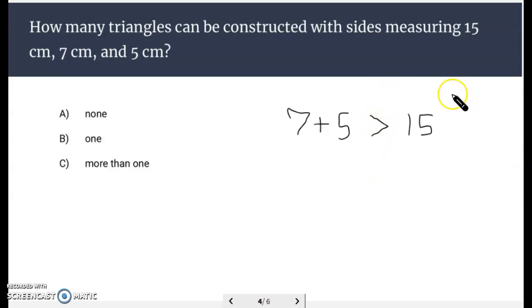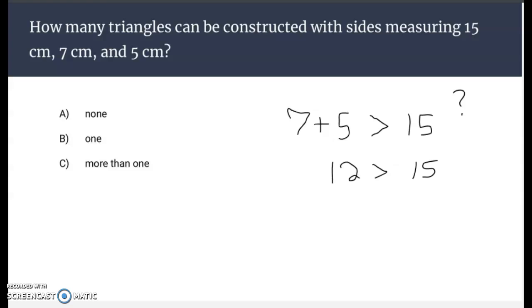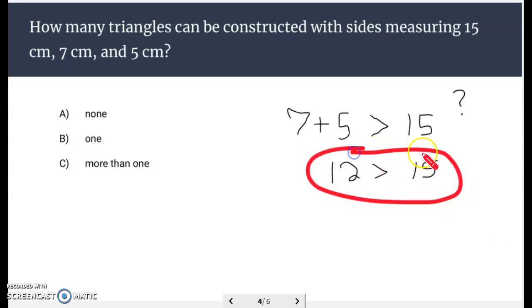Is this true? 7 plus 5 greater than 15. 7 plus 5 is 12. 12 is not greater than 15. So we would say none, since this is not a true statement. Cannot make this construction. We cannot create this triangle.